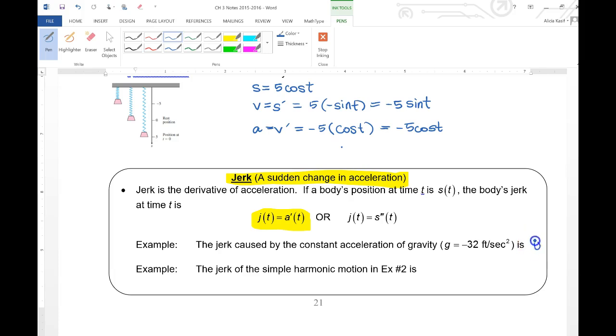Well, it'll just be 0 feet per second cubed. Because if this is constant, what's the derivative of a constant? It's 0. And then what about the jerk from example 2? What would that be? So if acceleration was -5 cosine t, what would be j of t? So this is going to be -5, and then what's the derivative for cosine? Negative sine.